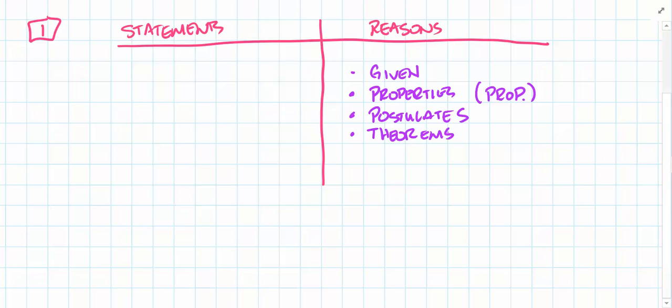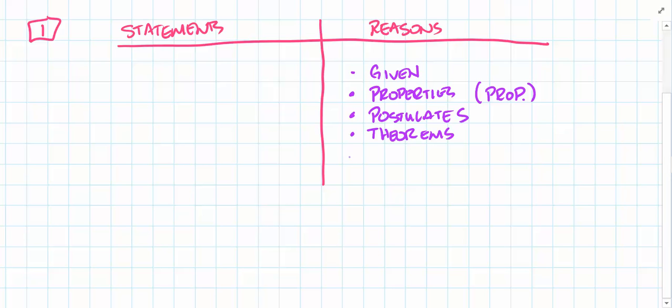So, like, on the left-hand side, a statement could be, how about x squared equals a squared plus b squared? And that would be the Pythagorean theorem, or something like that. A theorem is something we're allowed to write down on the right-hand side. We'll get to that as well. So theorems we can use. So we have givens, postulates, properties, theorems.